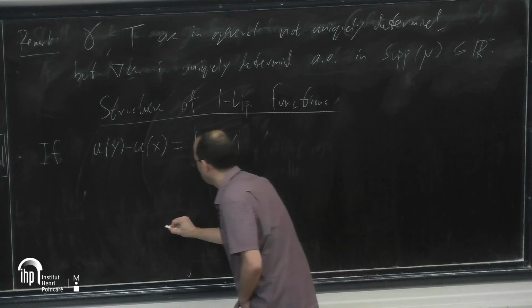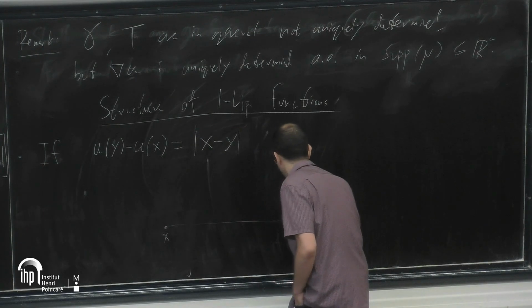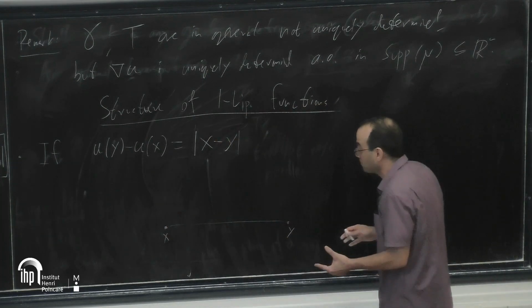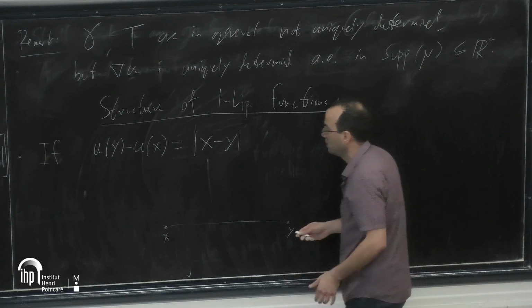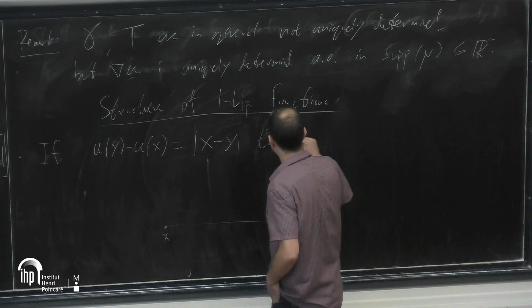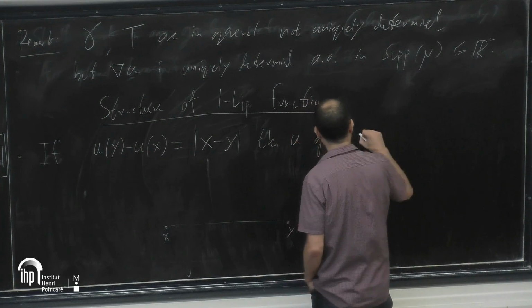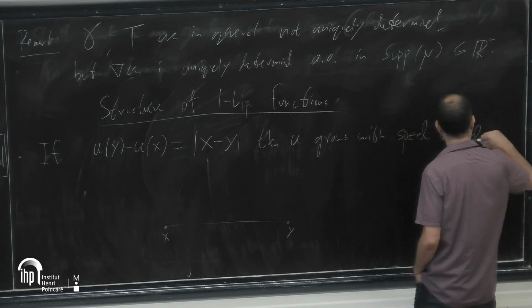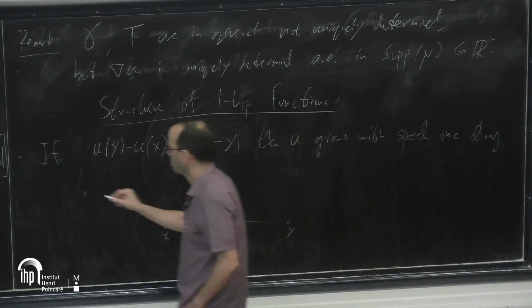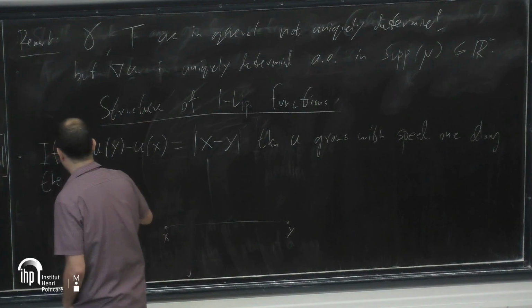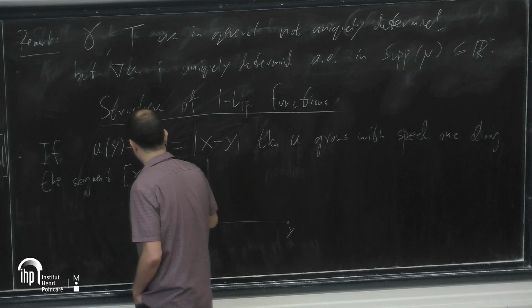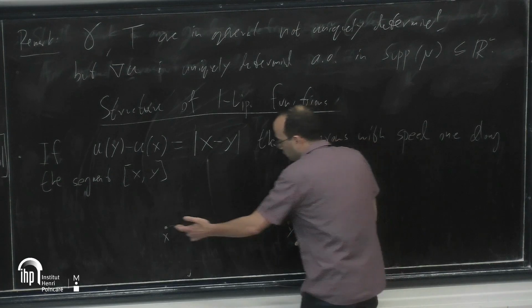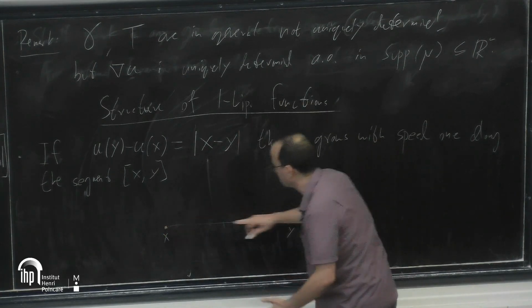Because if you have two points like that, that's the maximal speed. u moves from x to y at the maximal speed, because it's a one-Lipschitz function. It cannot go faster. This means that necessarily u grows with speed 1 along the segment xy. I know that the value in the middle is the average of the values at x and at y, because it must go with maximal speed 1.